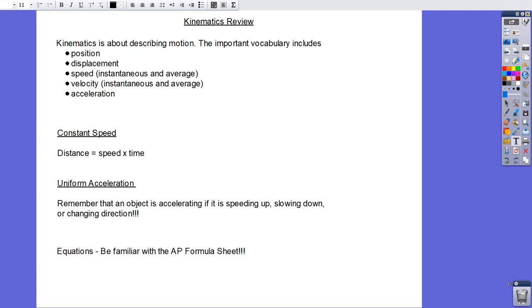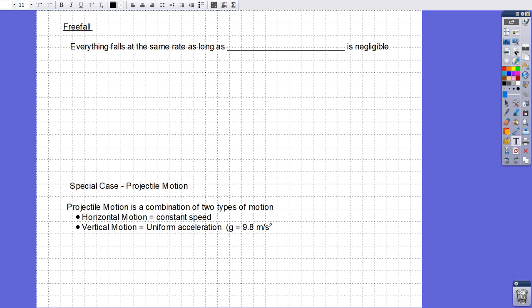When it comes to constant speed, we don't do much with constant speed, but we do have things that move that way. So we know distance is speed times time. I'm not sure if that's on your formula sheet, but most often we have uniform acceleration type questions, and for uniform acceleration questions, we have those equations that we typically use. Make sure that you know what's on your AP formula sheet. So it's going to be your job when you take the AP exam to print out the AP formula sheet and have it with you. That is one of the resources you will be expected to have.